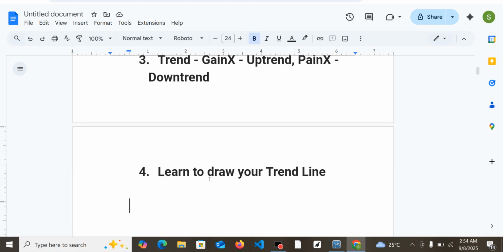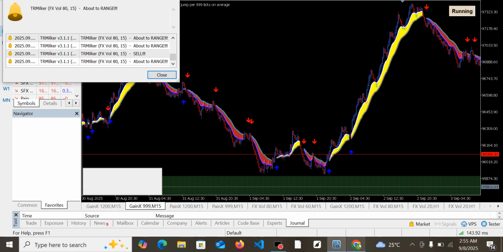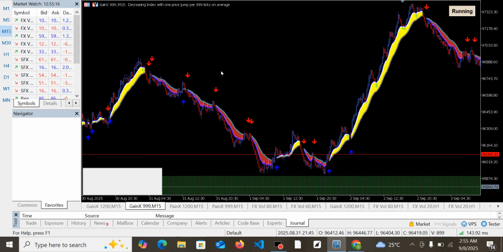Okay. And of course, you can also learn how to draw your trend line to confirm when there is a retracement, when it has gotten to the support zone or the resistance zone, or probably when there is a breakout. So the trend line can help you to do some confirmations like that. Now let's go back to the chart and check this out together.